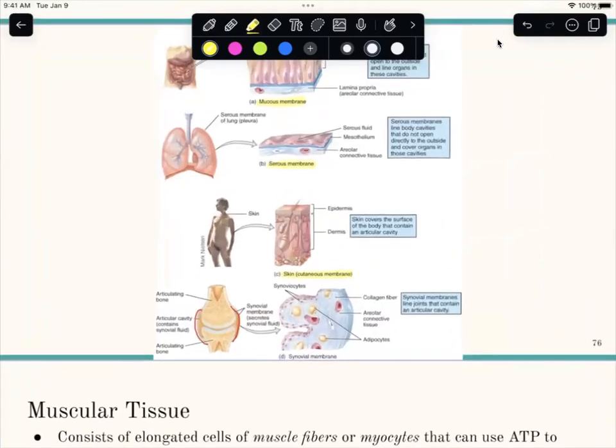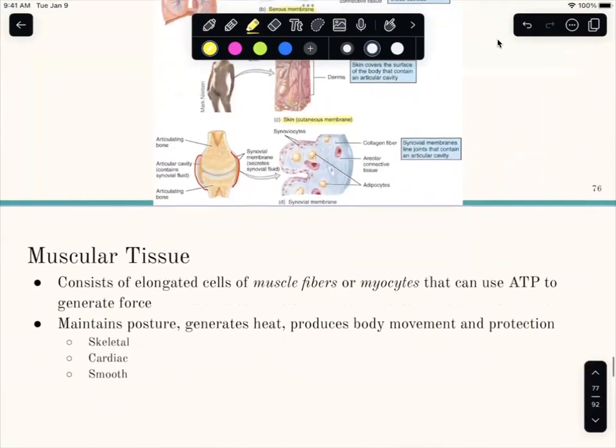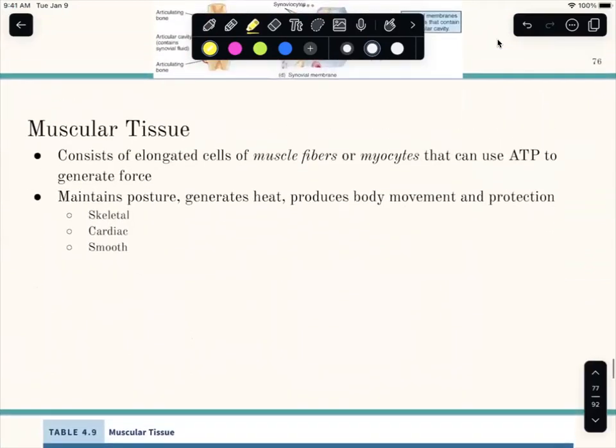We only have 2 more types of tissues to go through. Muscular tissue and nervous tissue. I know it's a lot, but we're on to the last 2. So, muscle cells. Muscle cells are known as myocytes. We'll talk about this again in, pretty sure, chapter 10 when we get to muscles. They use ATP for energy. And we have 3 different types. I mentioned skeletal, I mentioned cardiac. We also have a muscular tissue that is known as smooth muscle.